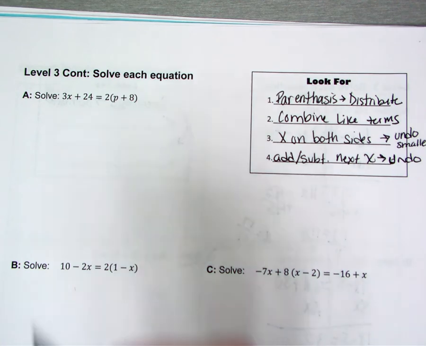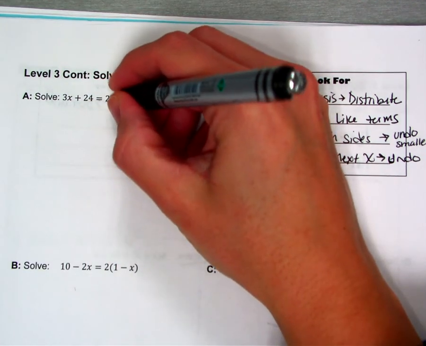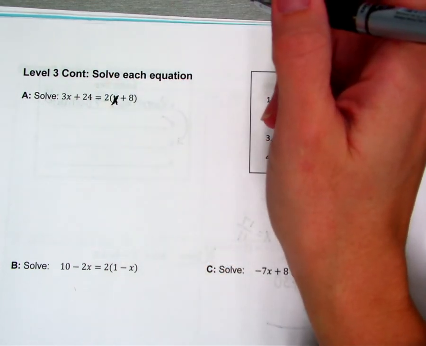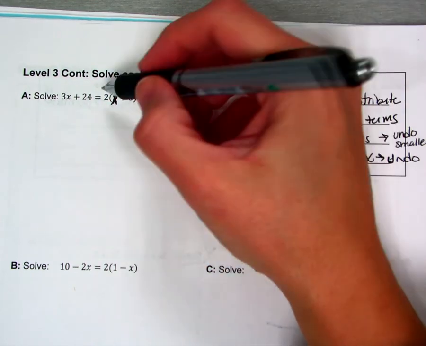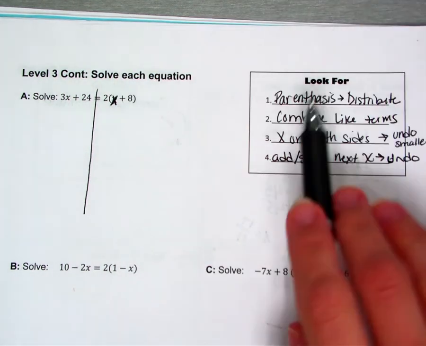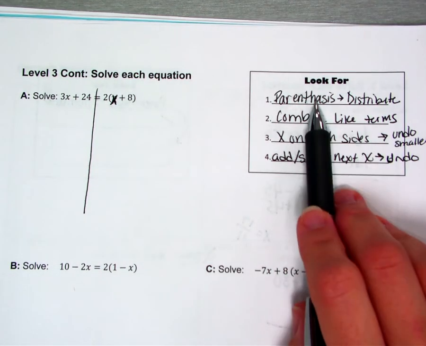So this first problem, sorry, there's definitely a typo. Apologies for that. But this is what we did yesterday. So yesterday we dealt with this distributive property. So let's change that to an x and get started.